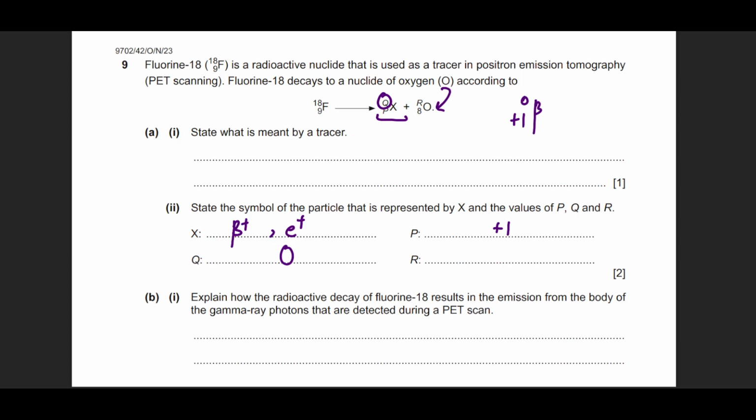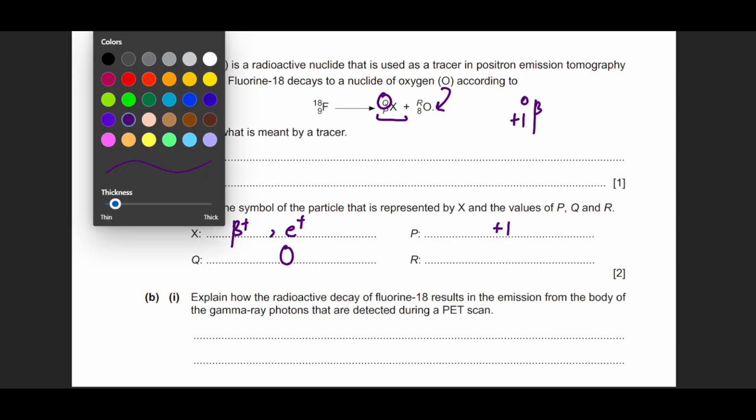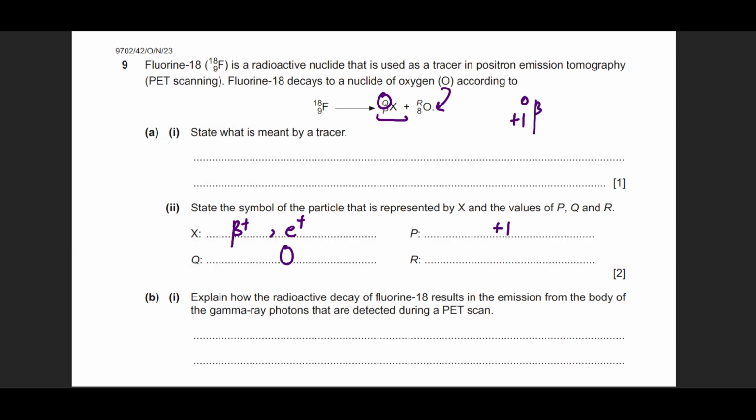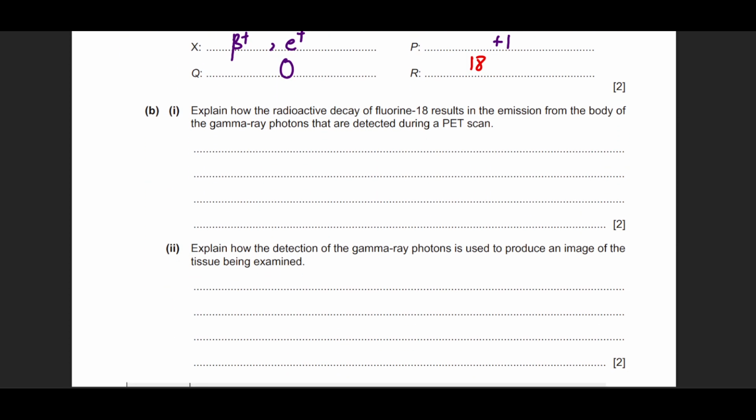And R, since charge and mass are conserved in a decay process, we can calculate this because before decay, this is 18 and equals this Q plus R, right? So this is 18, this is 0 because we have memorized it for the positron particle. Then what would be R? R is going to be 18, okay? Then he says, explain how radioactive decay of fluorine leads to emission from the body, gamma ray photon detected during the PET scan.